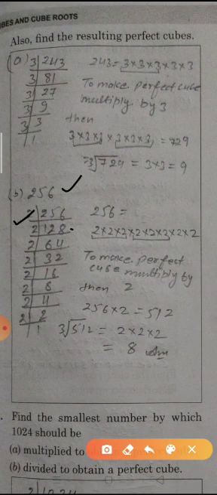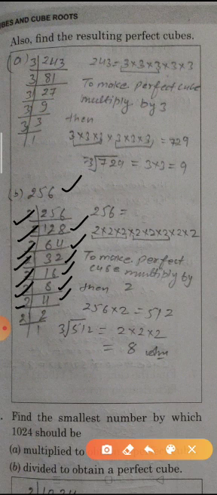The second part is 256. Now divide by 2, 128 times. Again divide by 2, 64 times. Divide by 2, 32 times. Divide by 2, 16 times. Divide by 2, 8 times. Divide by 2, 4 times. Divide by 2, 2 times, and divide by 2, 1 time.